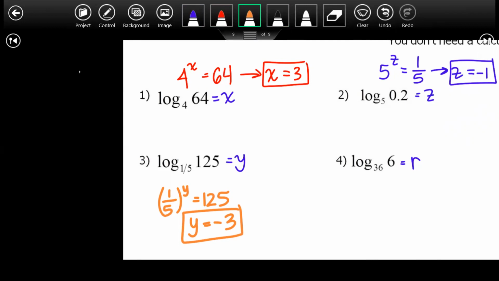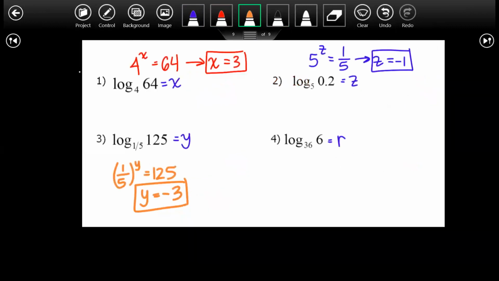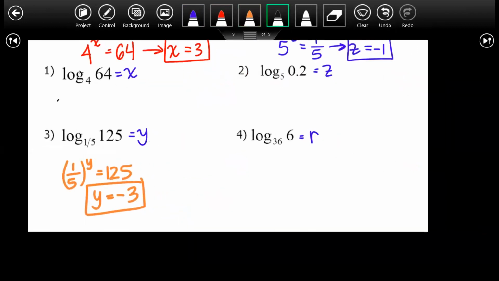125. Our last one here, this was the one that was tricky. It was with all my kids. 36 raised to the r power is equal to 6.